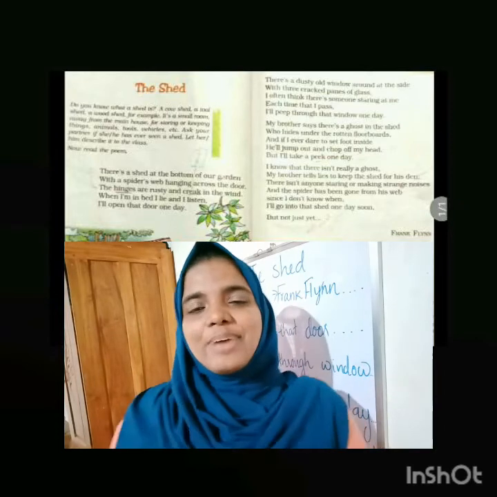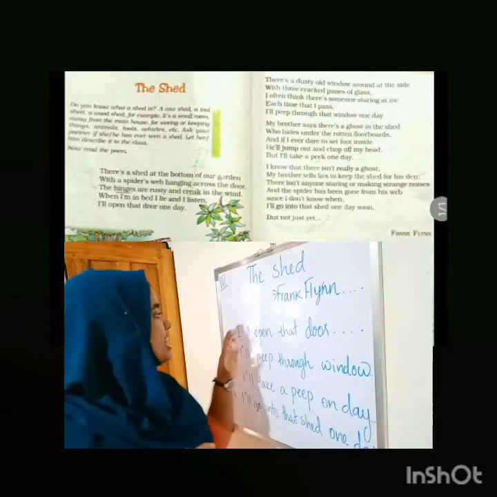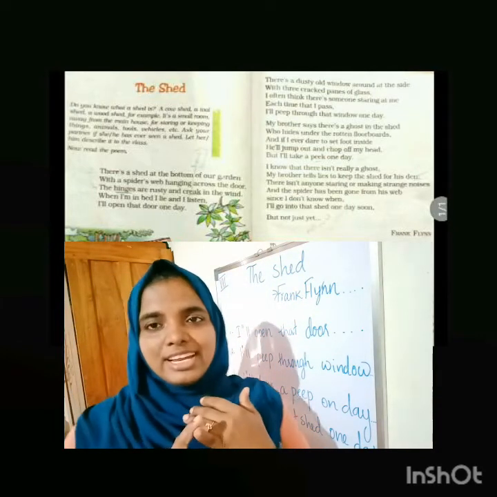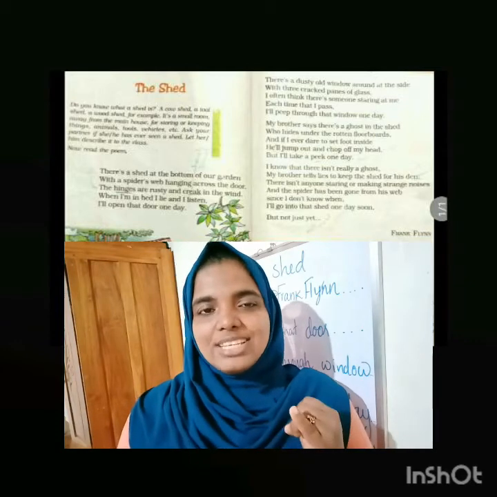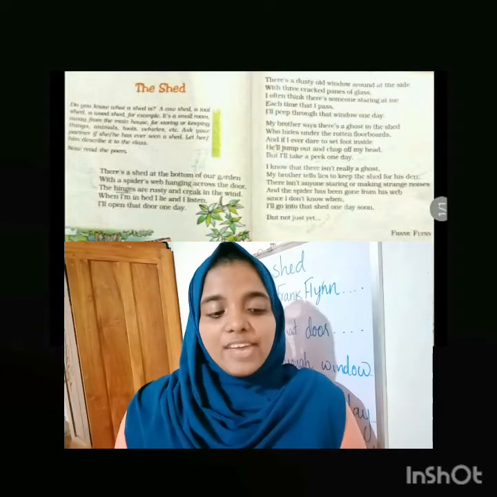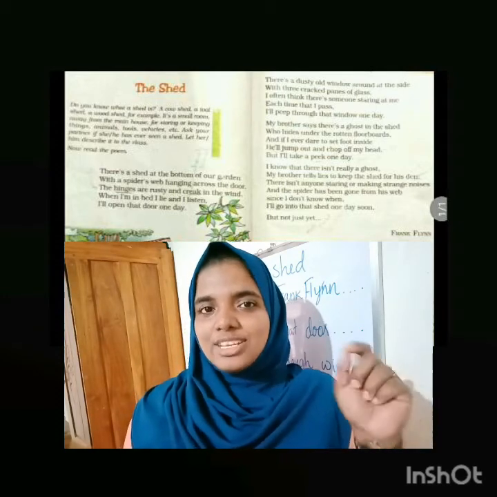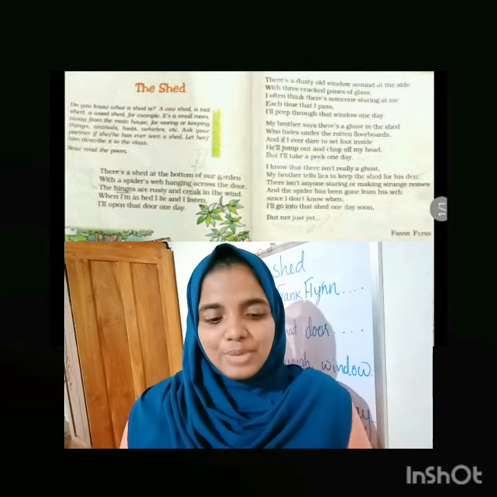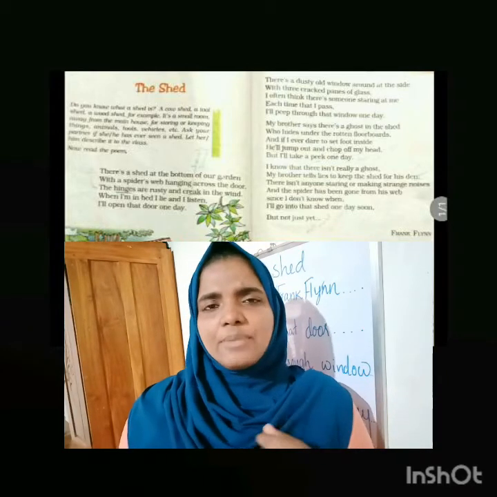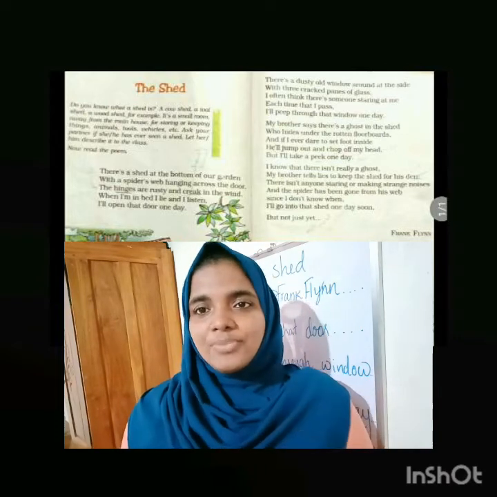So at the end of each paragraph, we can see that he says, I will open that door one day. At the end of the first stanza, he is saying that I will open that door one day. It shows that he is scared to open. Yeah, I will peep through that window one day. One day I will peep through that window and see who is inside. So again, he is not having any courage to peep inside, but I will take a peep one day. Again he is thinking that he will look or peep inside.